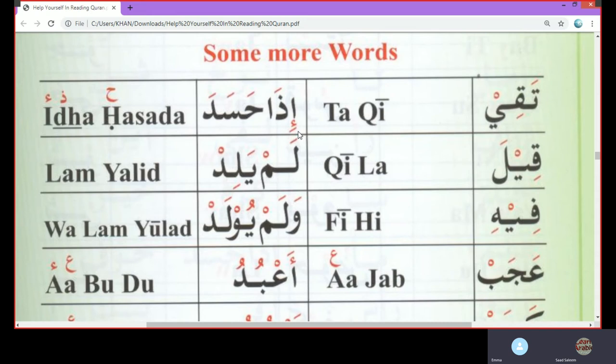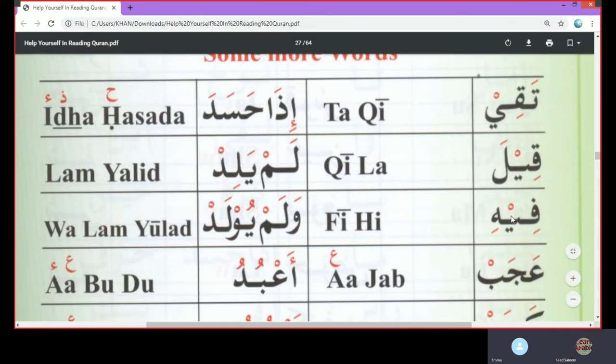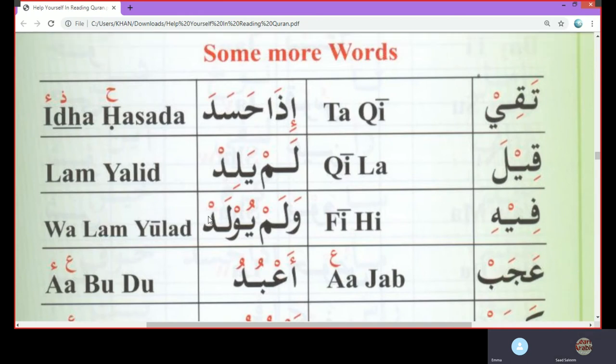Id. Idha. Okay, listen. Here you see fatha plus alif. So this is alif madda. Iza hasada. Good. Here we have kasra plus ya sukoon. Ya madda. Kila. Lam yalid. Here we have kasra plus ya sukoon. Fihi. We have vowel madda here.